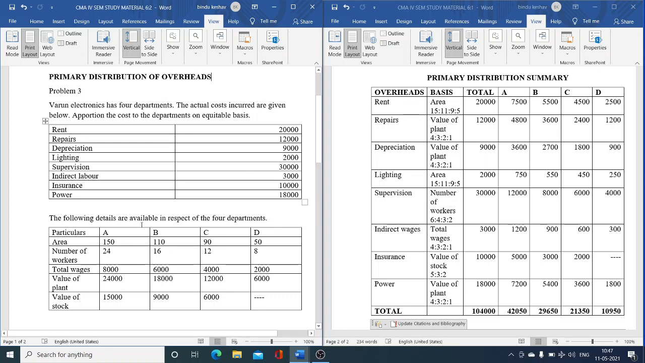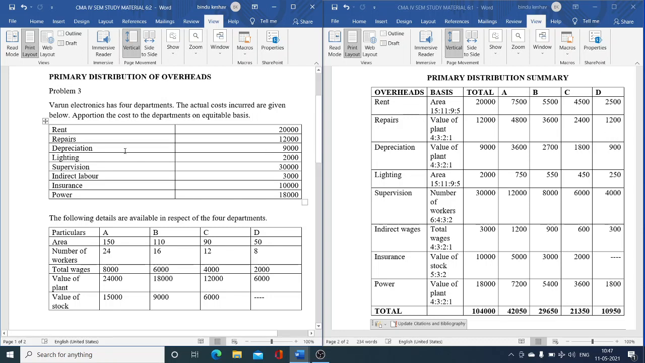So the item was repairs, and repairs was based on the value of plant. The ratio of the value of plant was 24:18:12:6, which was further simplified as 4:3:2:1. The 12,000 is distributed to the different departments in this way: Department A 4,800, Department B 3,600, Department C 2,400, and Department D 1,200.